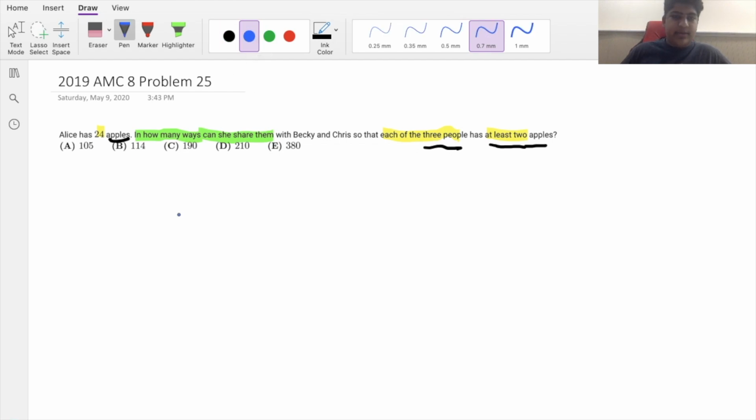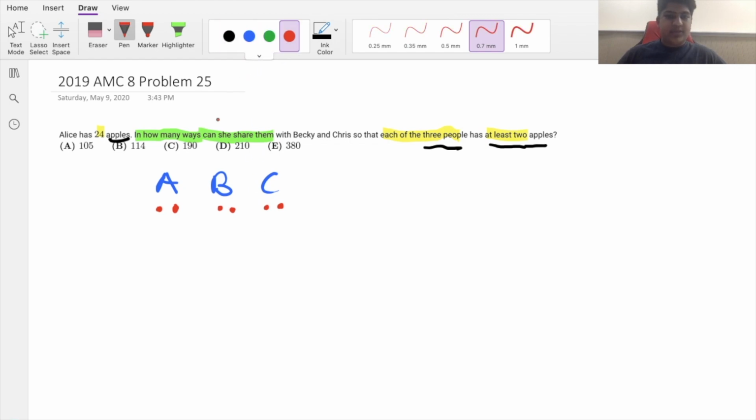Well, we know we have 3 people, right? Alice, Becky, and Chris. And we know that each one has at least 2 apples. So why don't we just give 2 apples to each of them? So Alice now has 2 apples, Becky now has 2 apples, and Chris now has 2 apples. So, now that they each have 2 apples, each of them can have at least 0 apples from the remaining ones. So, now we can use stars and bars.